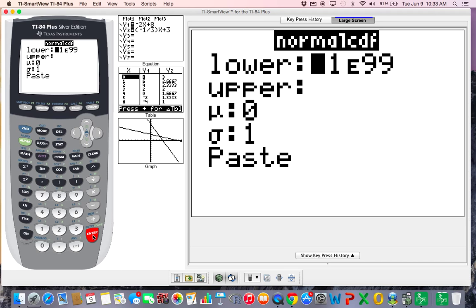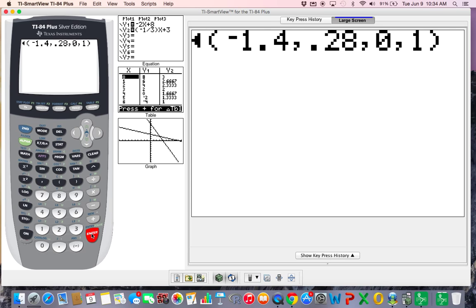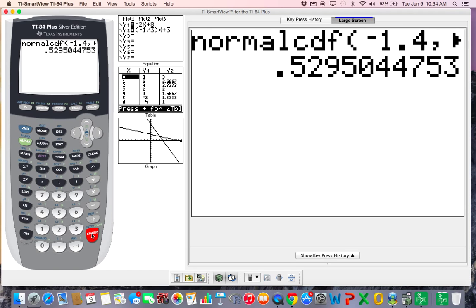and I'll tell you what, I'm going to demonstrate both ways. So this one right here, the lower bound is going to be negative 1.4. And the upper bound is going to be 0.28. I don't need to put the 0 in there, but you can. The mean is 0. The standard deviation is 1. So come down to paste. What it did is it takes that and pastes it into the home screen. So you have to hit enter again to get the answer.